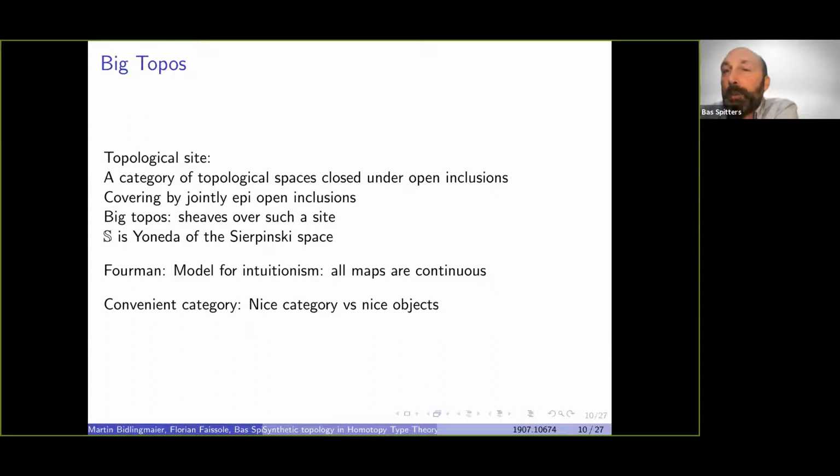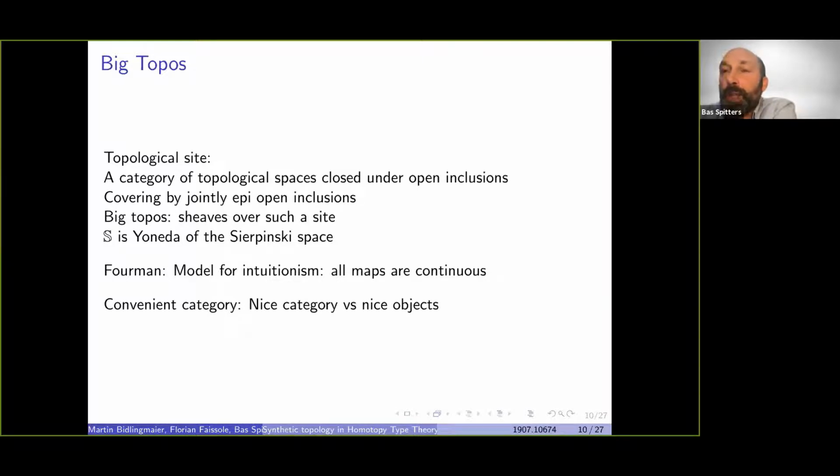We could either take a big topos, or we could cut down the category and say we only take separable spaces, for example. And here, our Sierpinski space really is the Yoneda embedding applied to the Sierpinski space. So this is again a very nice model where we have a topos where clearly every object comes with an inherent topology. This model has been studied by Mike Fourman.